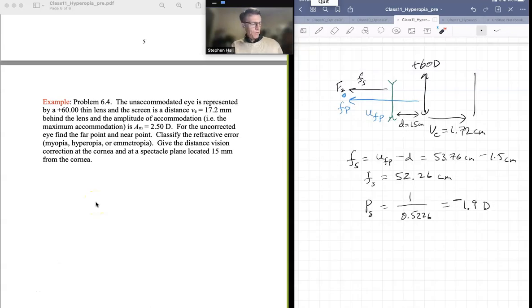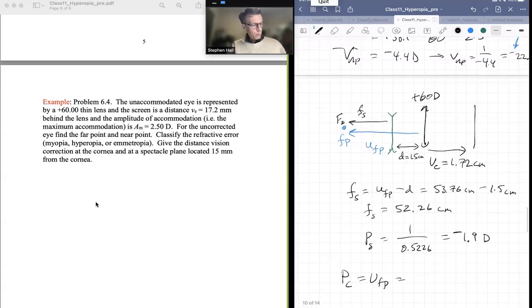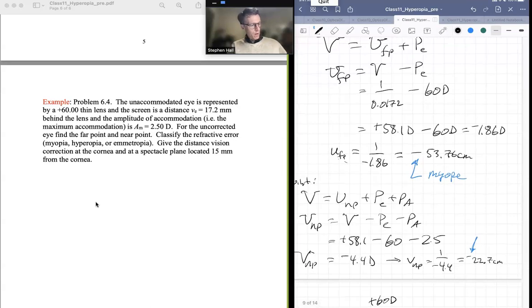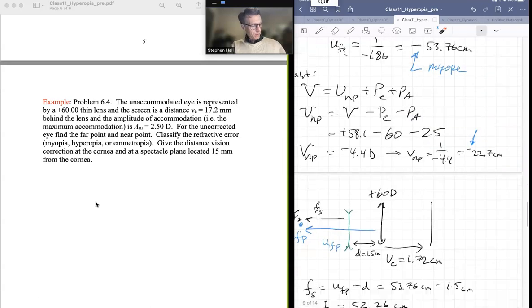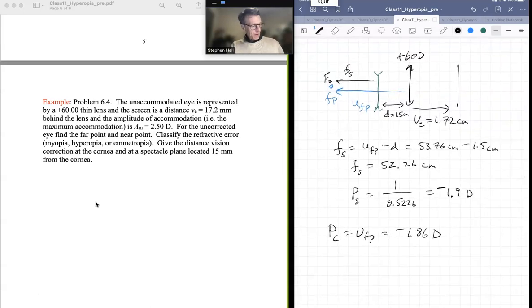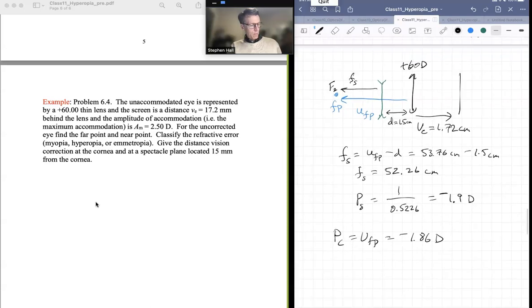And we could compare the spectacle power to the contact lens correction power, which I didn't do yet, but we know that the contact lens that you need to correct it is just equal to the far point divergence. And if we look up here, our far point divergence was this number right here, minus 1.86 diopters. So let's write that down here, minus 1.86 diopters. And so we see, does that make sense?